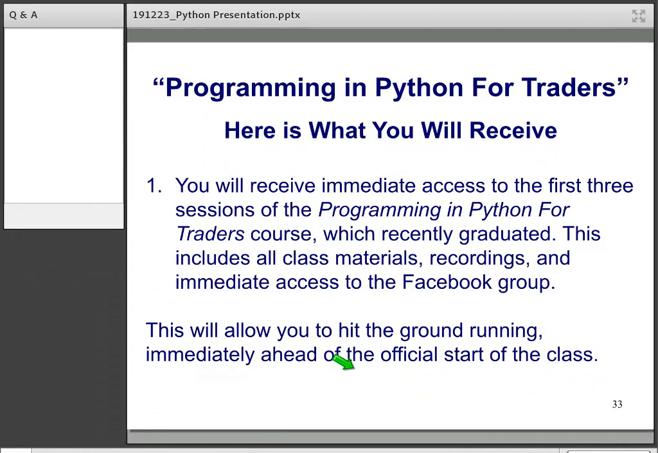So here's what you'll receive as part of the class. Number one, you'll receive immediate access to the first 3 sessions of the Programming in Python for Traders course. So if you sign up today, you're going to be able to get up and running. We're going to provide you with all the class materials for the first 3 sessions from the class that recently graduated. We've graduated 3 classes this year. They've all successfully graduated. We're going to give you the most recent class's materials. This includes all the class materials, the recordings, and immediate access.